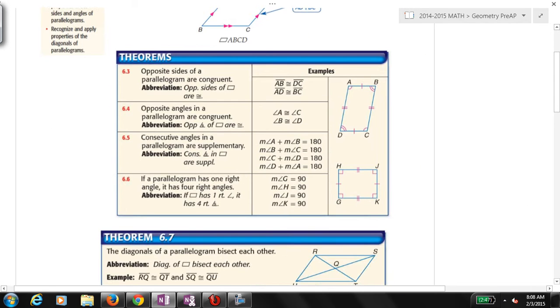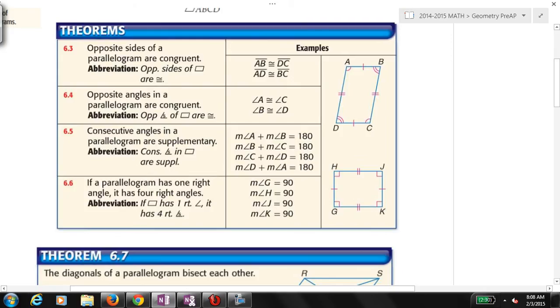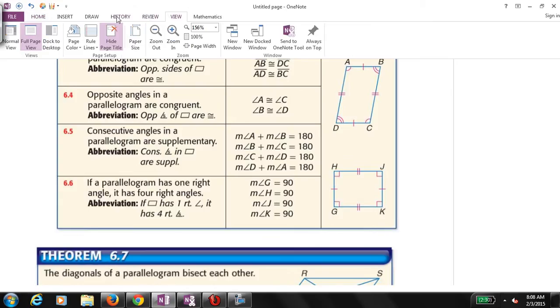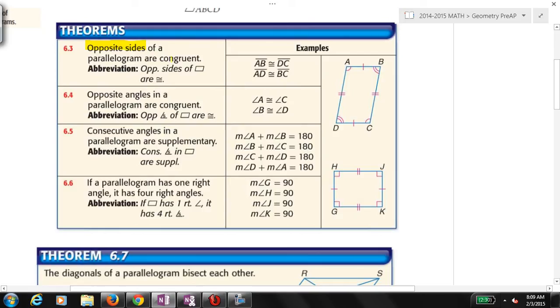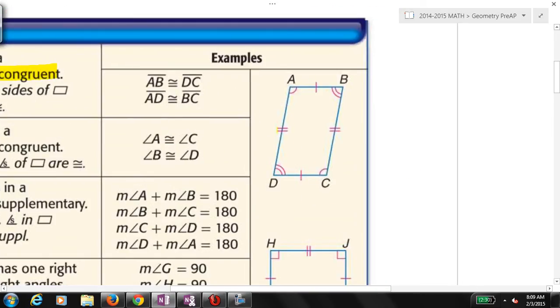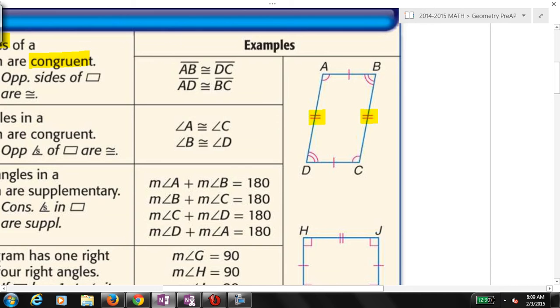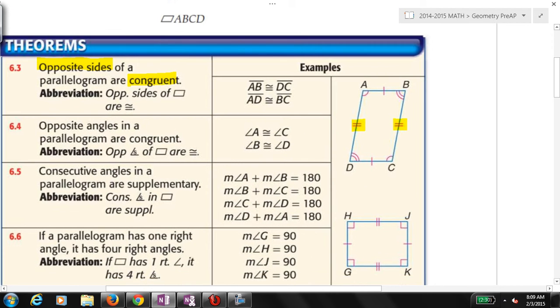We're going to go through these theorems right here, 6.3 through 6.6, and they're very basic. They just simply indicate, for example, first talking about sides, basically says opposite sides are congruent. So let's go ahead and just annotate that. Opposite sides are going to be congruent, and then you can see that on the picture. These two little bars indicate that they're the same, and you can also see over here one marker and one marker over here. So that's the first basic one.